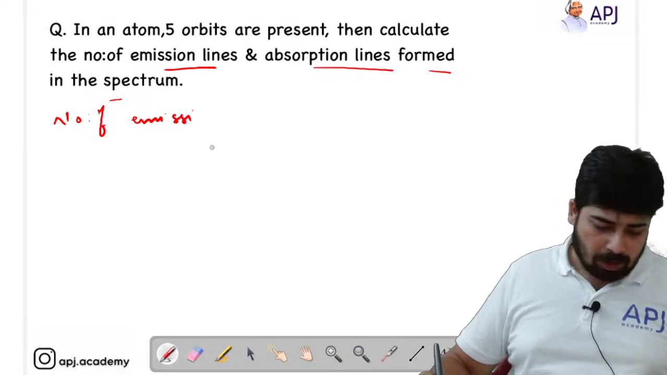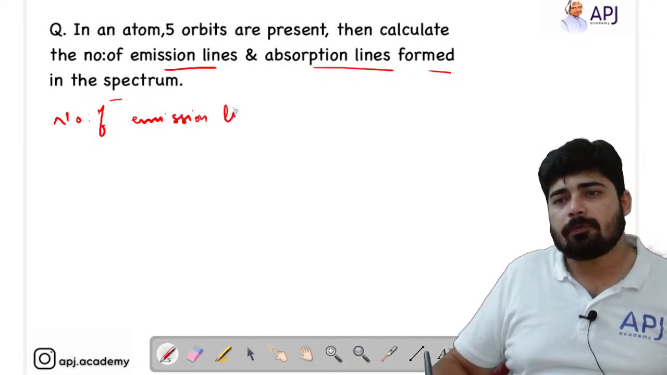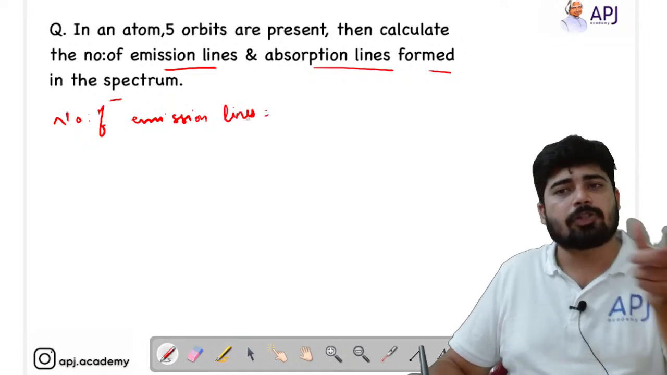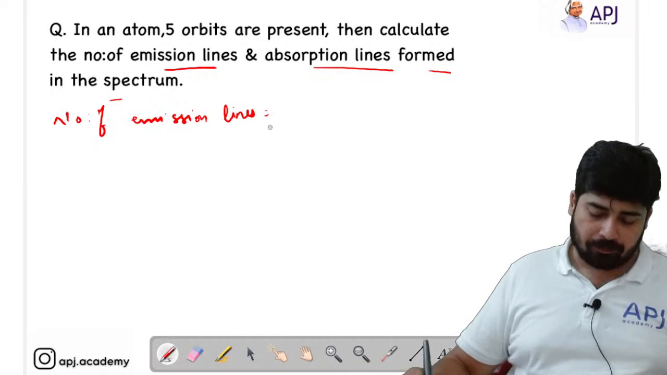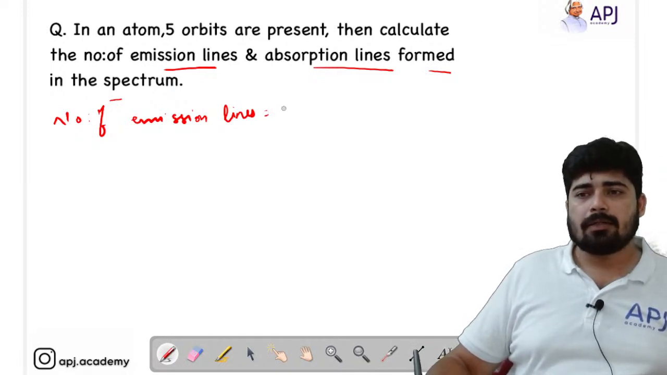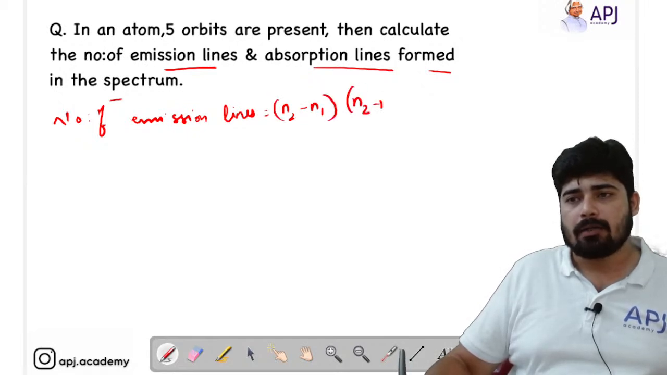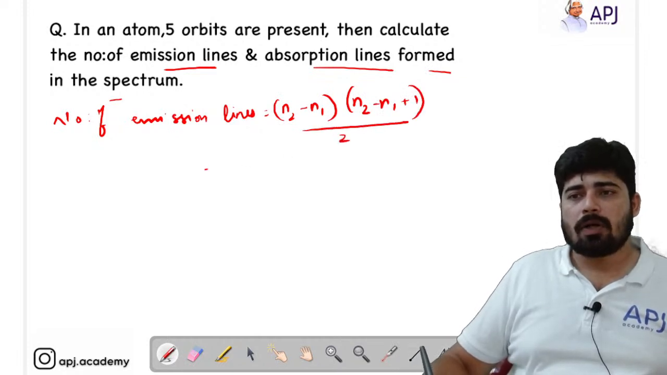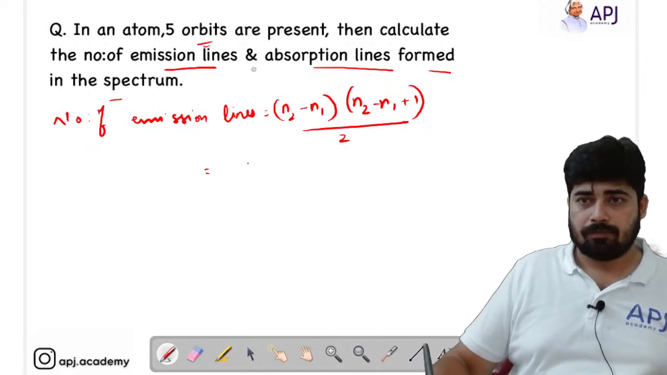Now, the number of emission lines is asked. That means you have to use the formula for the total lines. They haven't mentioned any particular series, so you have to find out the total lines. Now, what is the total line? N2 minus N1 into N2 minus N1 plus 1 divided by 2. So, what is N2 minus N1? N2 is 5. There are 5 orbits.